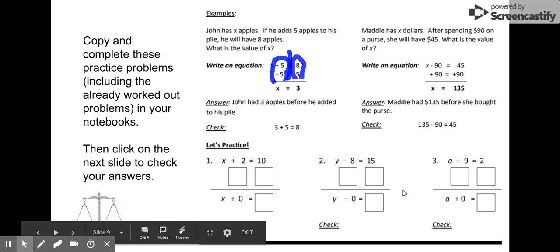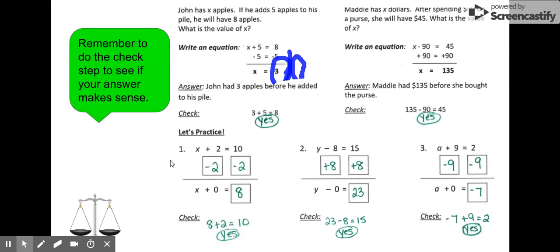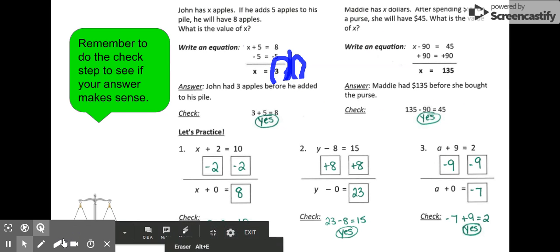So I have 3 practice problems down here that I want you to work on. So go ahead and pause, take as long as you need, and double check it. Okay, so let's check our answers then. So here's my answers to the problems that you guys were going to work out.